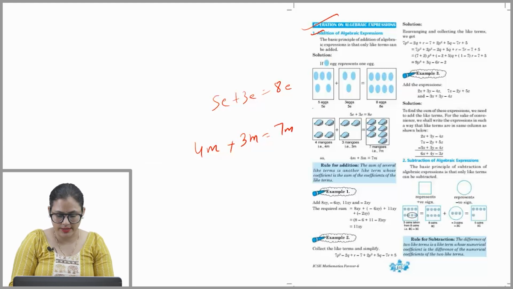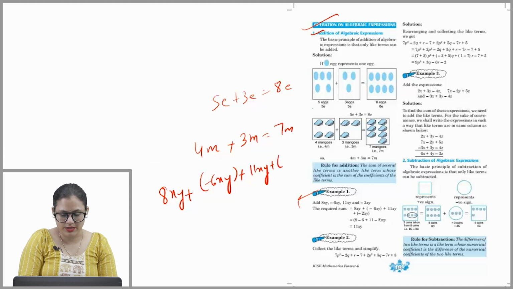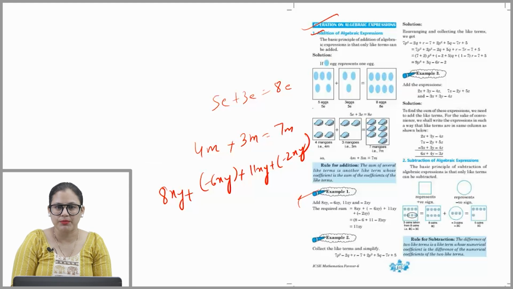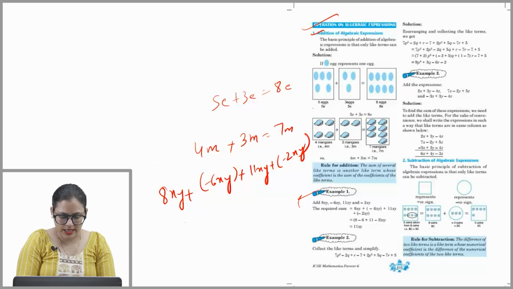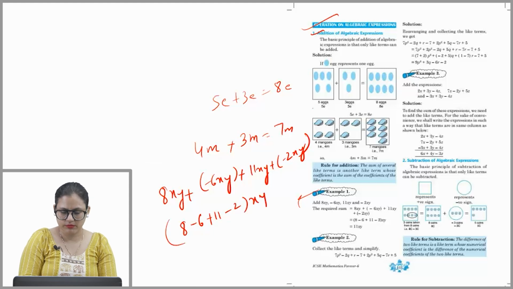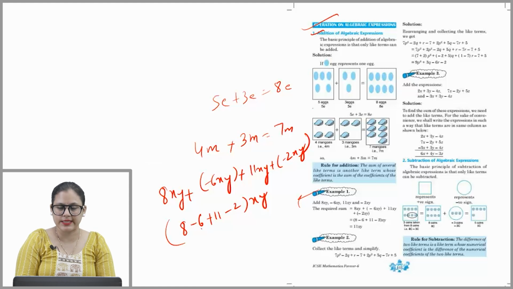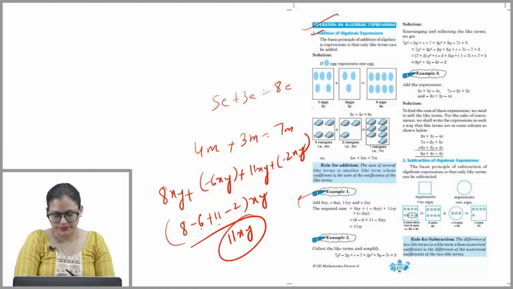For example, we have to add 8xy, then plus minus 6xy, plus 11xy and plus minus 2xy. All these are like terms, so we will add them up. So what you can do is 8 minus 6 plus 11 minus 2 in a bracket, and xy after the bracket. 8 minus 6 is 2. 2 plus 11 is 13 and 13 minus 2 is 11. So, 11xy is the answer.